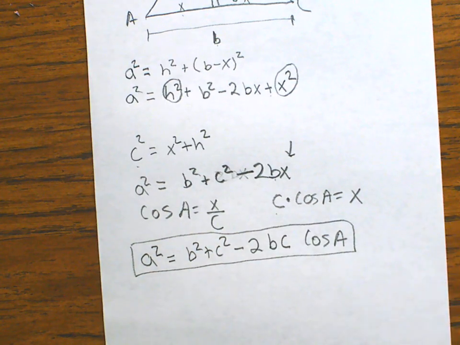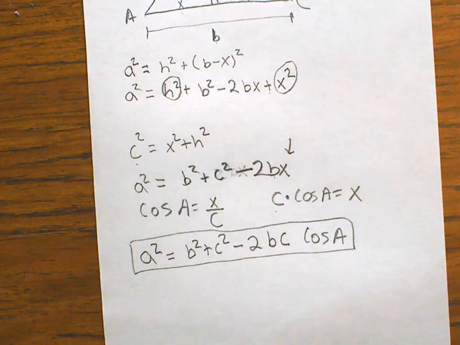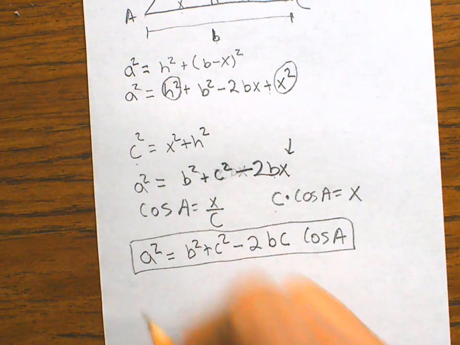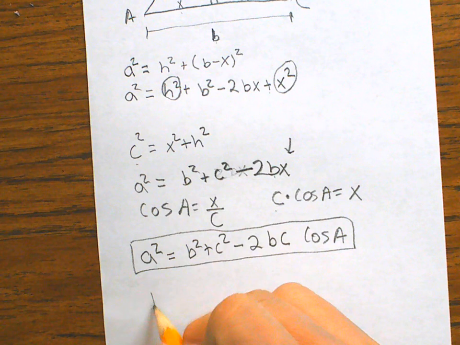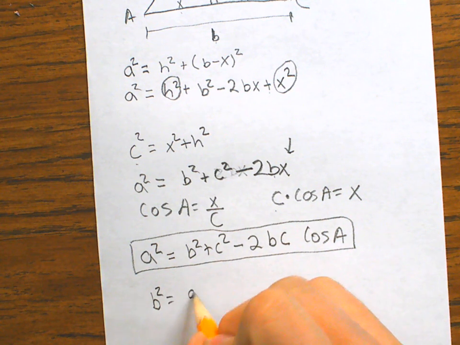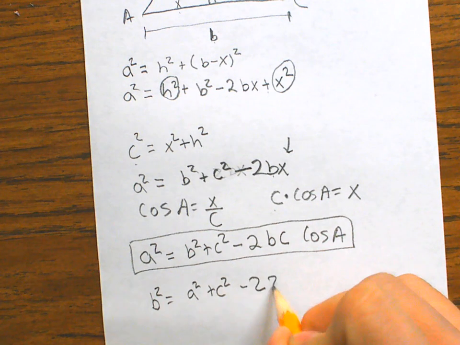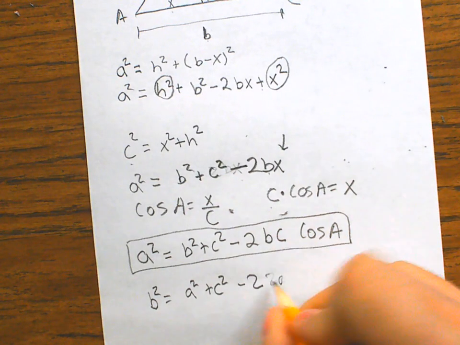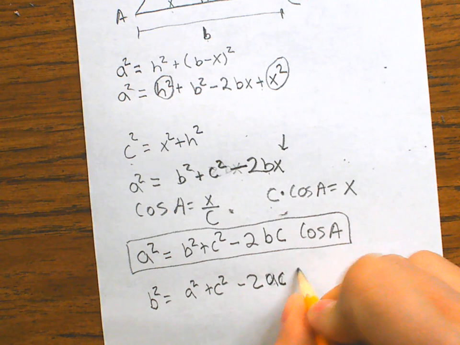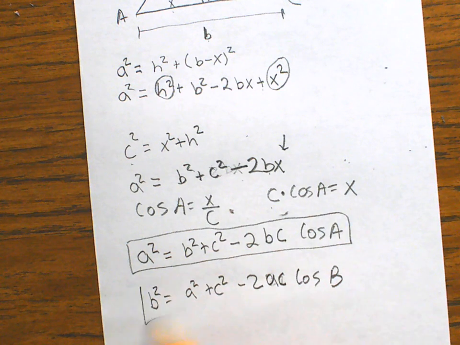Now, what if I want to know what b squared is? What if I want to know what c squared is? The process will be exactly the same. So the equations are going to look like this, using the same process. I'm not going to repeat all this. So b squared equals a squared plus c squared minus 2ac cosine B.